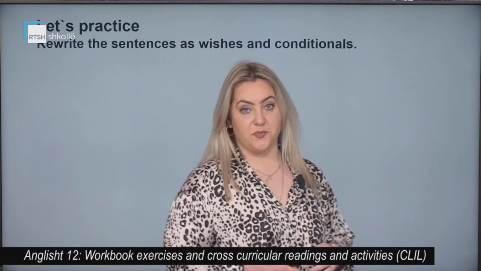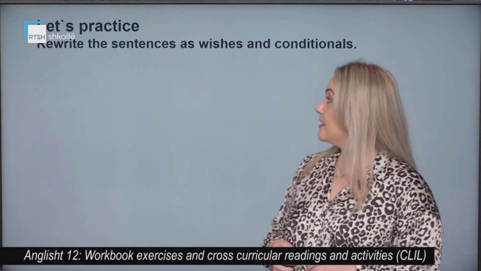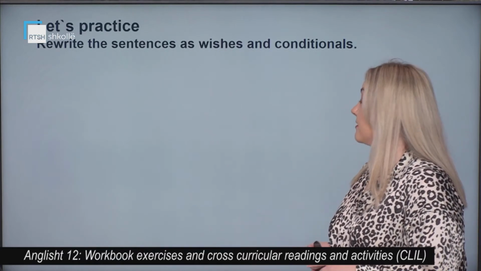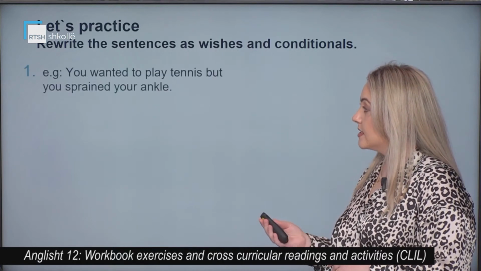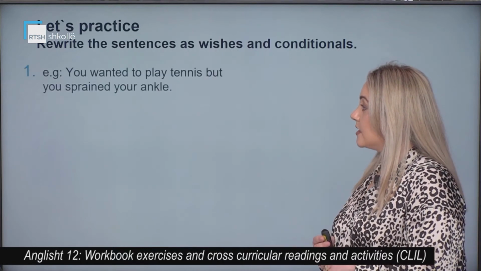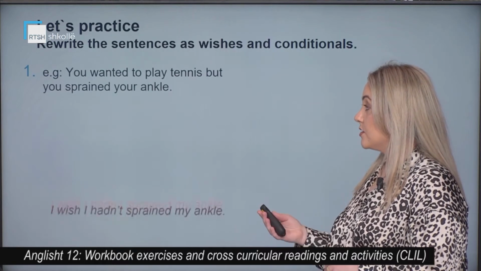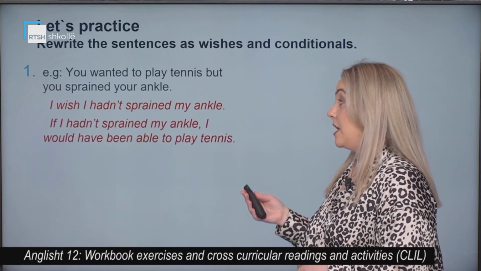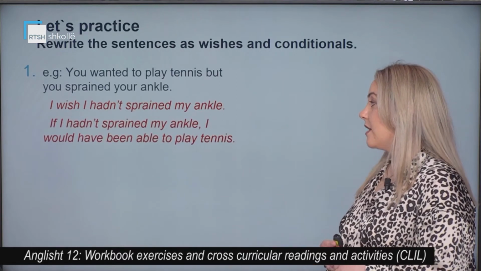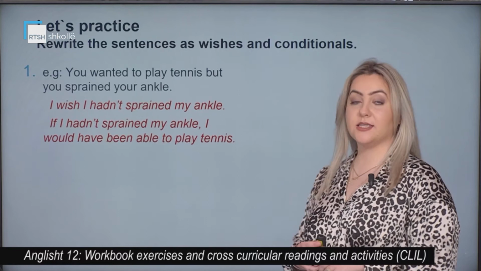Let's continue. Rewrite the sentences as wishes and conditionals also. Let's begin. The first one is the example. You wanted to play tennis but you sprained your ankle. So, I wish I hadn't sprained my ankle. If I hadn't sprained my ankle, I would have been able to play tennis.